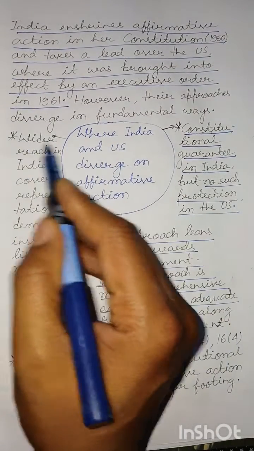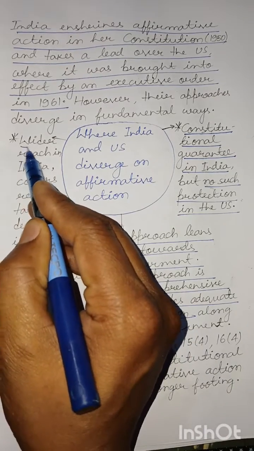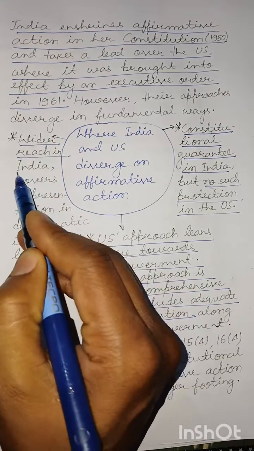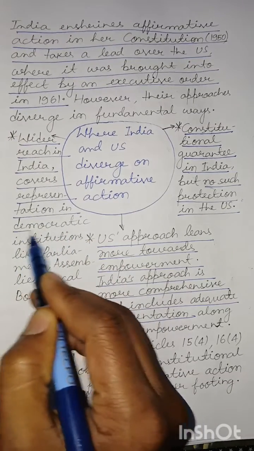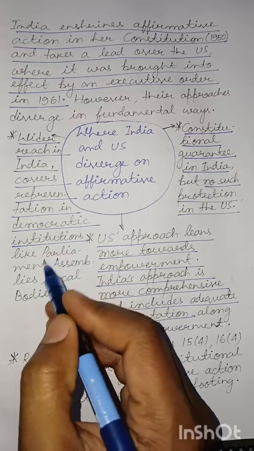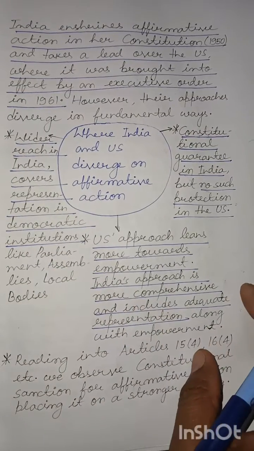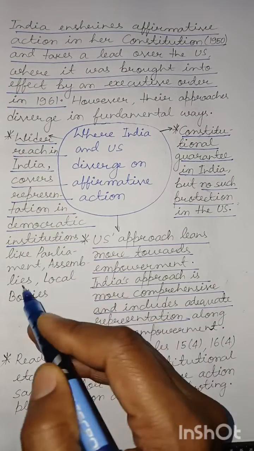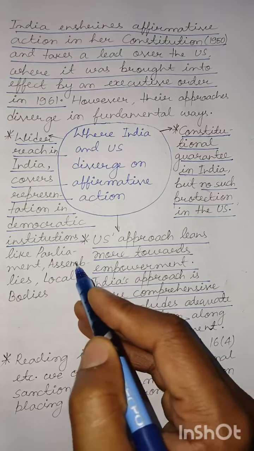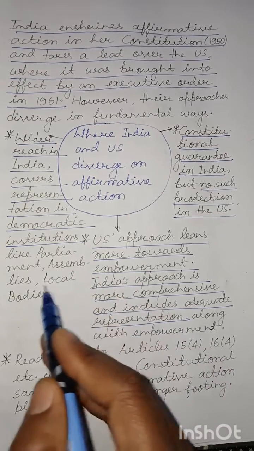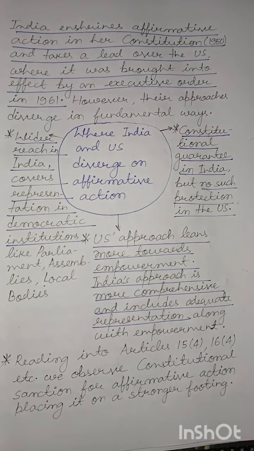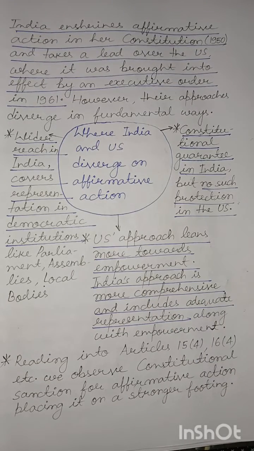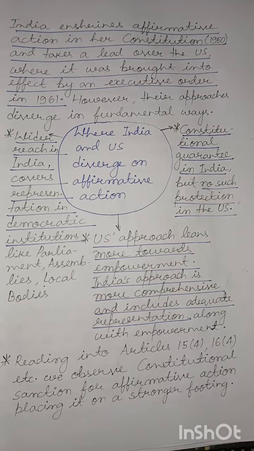Again, in the case of India, the affirmative action has wider reach and it covers representation in democratic institutions as well. Like, for example, reservation of seats in Parliament, the state legislatures, as well as the local bodies. So the point is, in the case of India, we are taking affirmative action to the political realm as well, which is not the case in the US.